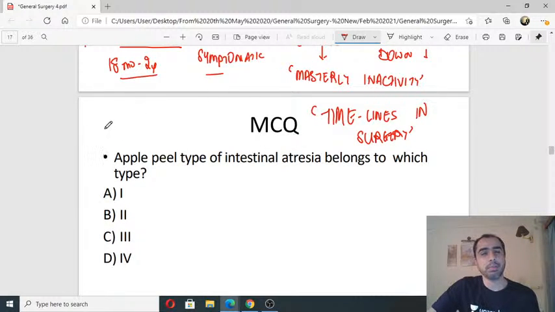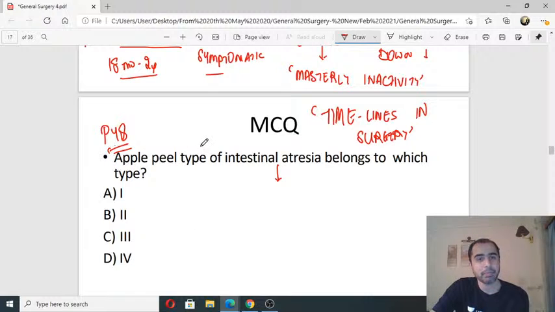Alright, this is a previous year question, not a new question. Apple peel type of intestinal atresia belongs to which type? Intestinal atresias are divided into multiple types. Apple peel type is which one: 1, 2, 3 or 4? This is a yes and no question, the kind of question where if you don't know, you should just let it be. If you know, you should know it. Be cool says C.